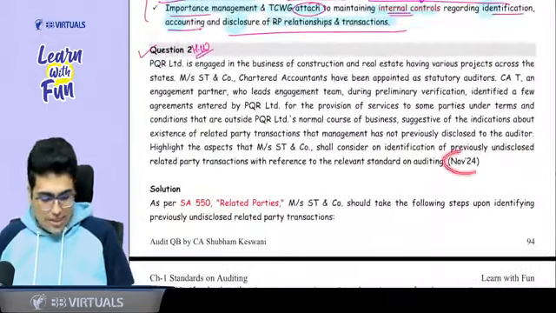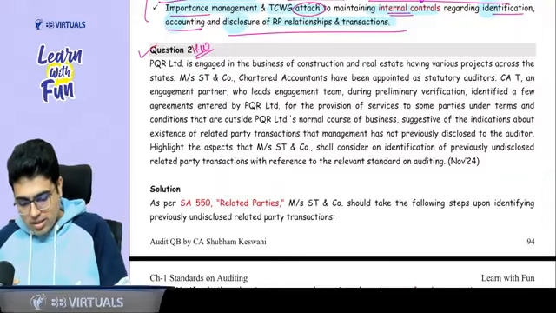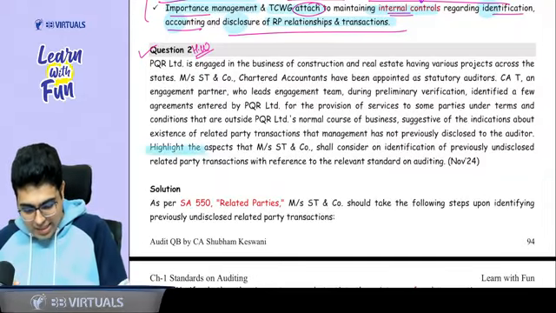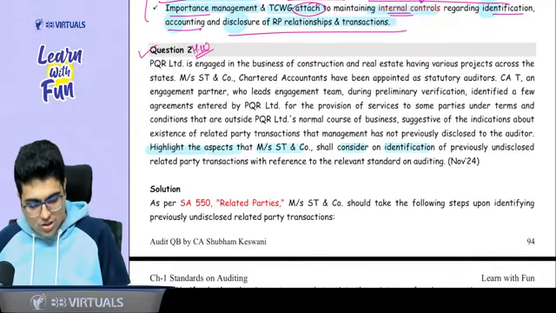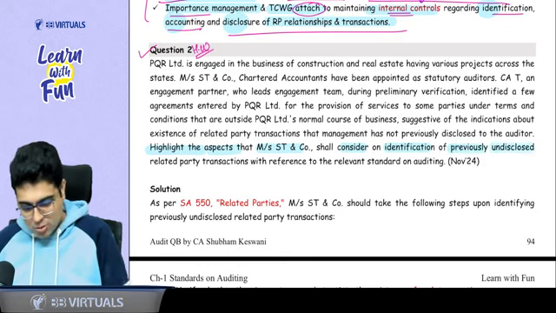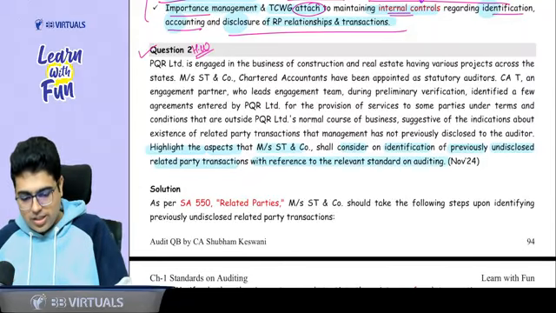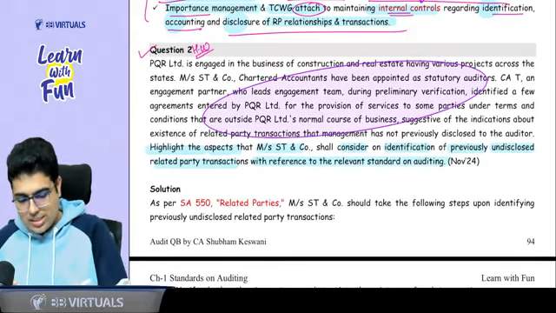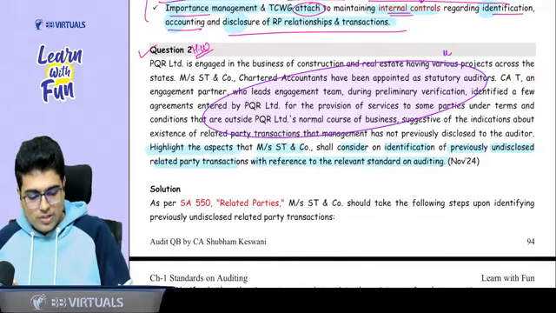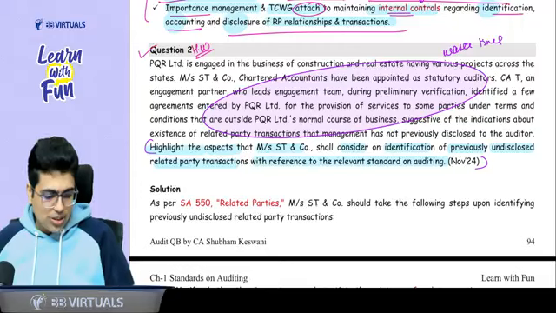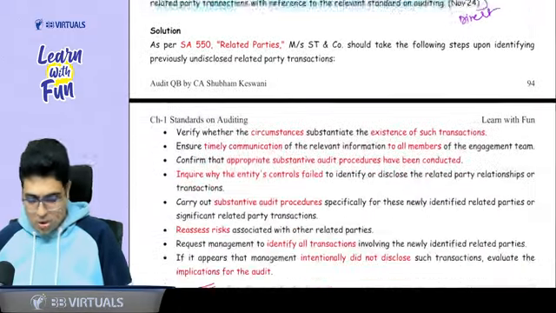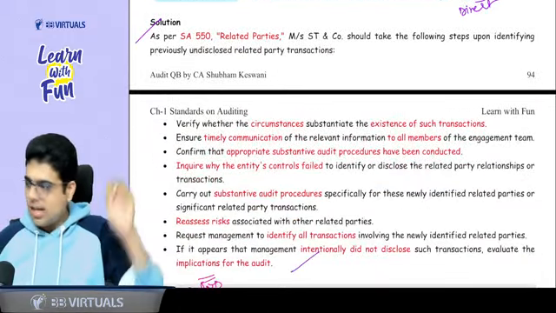So on the same topic, we have a question in your question bank. Question number 2. It is a direct question. Read the last line. Highlight the aspects that the auditor shall consider in identification of previously undisclosed related party transactions with reference to the relevant standard on auditing. So ignore this whole question. Everything I say is just to waste your time. Okay? So always start by reading the last line, because sometimes reading the last line you get to know it is a direct question. So the concept that I just discussed with you, that is the answer you need to write here.